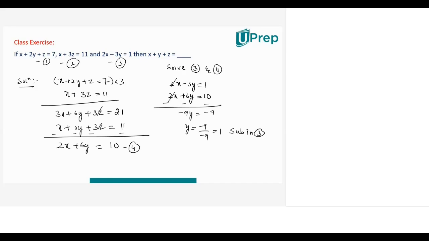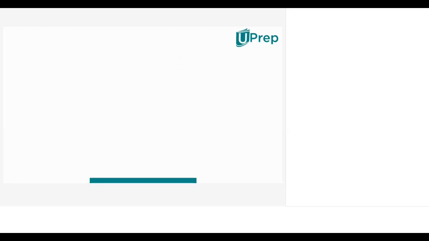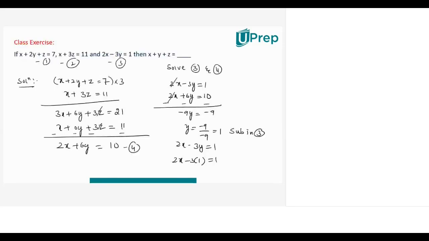Now substitute this. We have y. Substitute in 3 to get x. What is that? 2x minus 3y equal to 1 given. Substitute y equal to 1. 2x minus 3 into 1 is 3. So you have 2x minus 3 equal to 1. 2x is equal to 3 plus 1. If it goes to the right hand side, you have 2x is equal to 4. So what is the value of x? 2. Now we got y as 1, and we got x as 2.